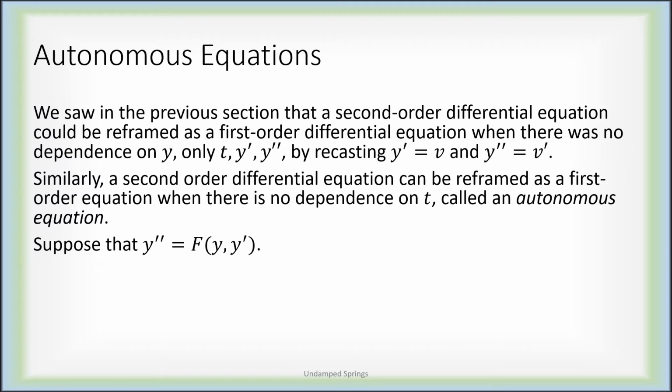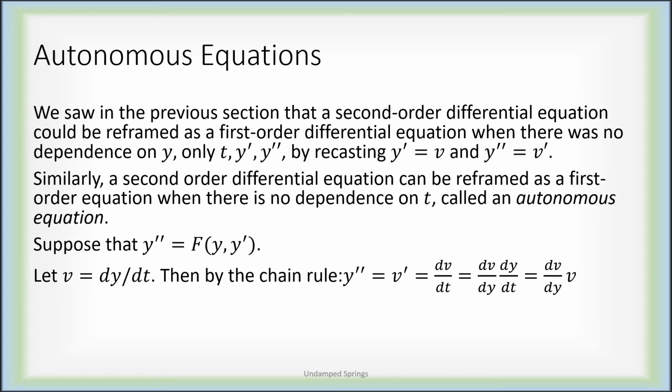So suppose, for example, that the acceleration is some function of the position and the velocity. Well then, if I let v be dy dt as we've done before, by the chain rule, y double prime is v prime, that's dv dt. But by the chain rule, that's dv dy dy dt. Therefore, it's dv dy times v. This is something we saw in the previous video. We can replace the acceleration with dv dy times v.